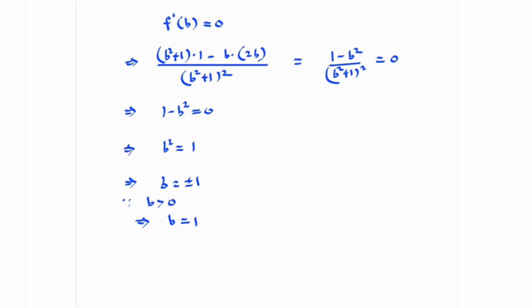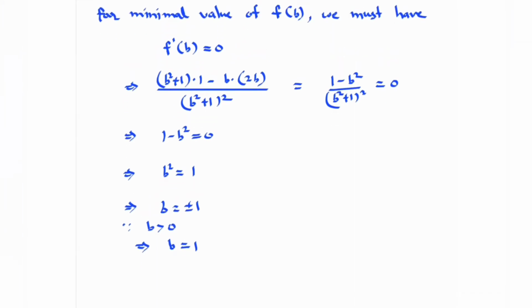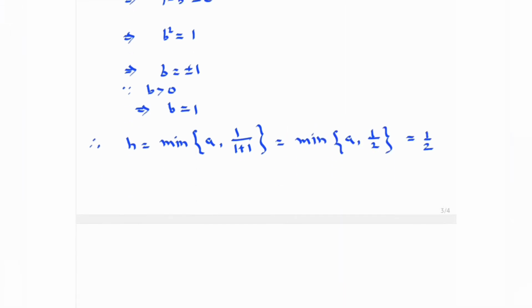So we have found the value of b such that f(b) is maximum in this ratio. Obviously, we have to check the condition for the extremum, which is the second order derivative, f''(b), and we can check it. So the value of h will be min(a, 1/(1² + 1)), replacing b with 1, that is 1/2. Since a is not given, we can choose the value of h as 1/2.